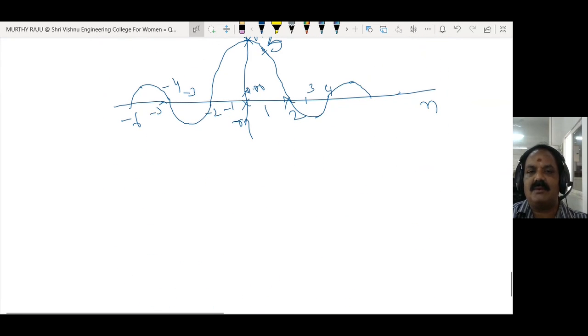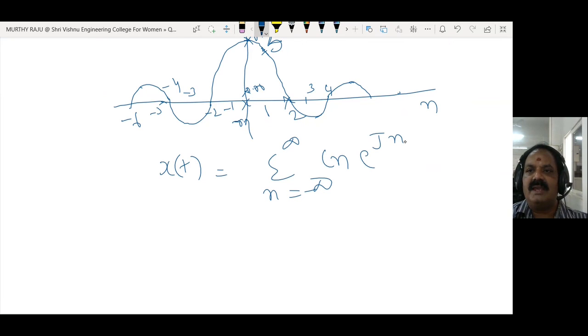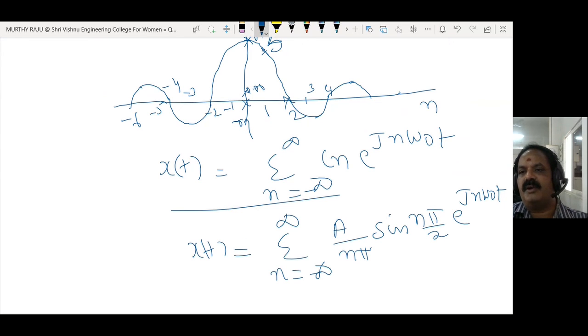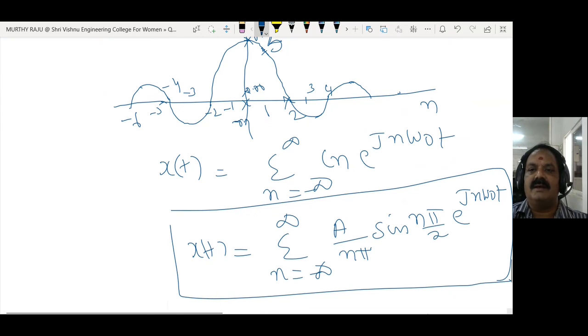Finally, x of t is equal to the sum from n is equal to minus infinity to plus infinity of Cn e power j n omega naught t. We know that Cn value is a by n pi sine n pi by 2, for n from minus infinity to plus infinity. This is the exponential Fourier series of the waveform. In this video, the explanation is completed.